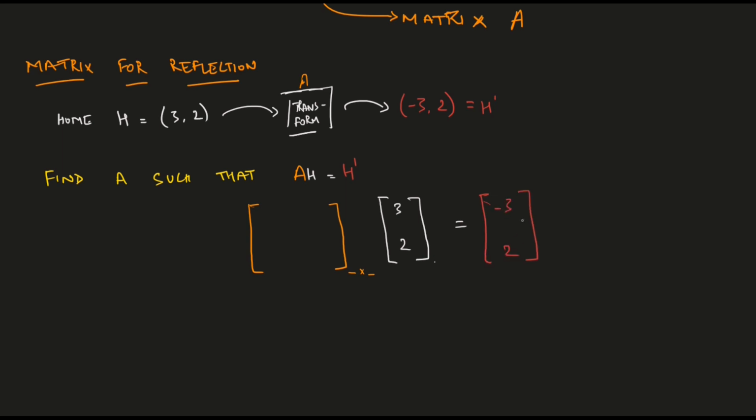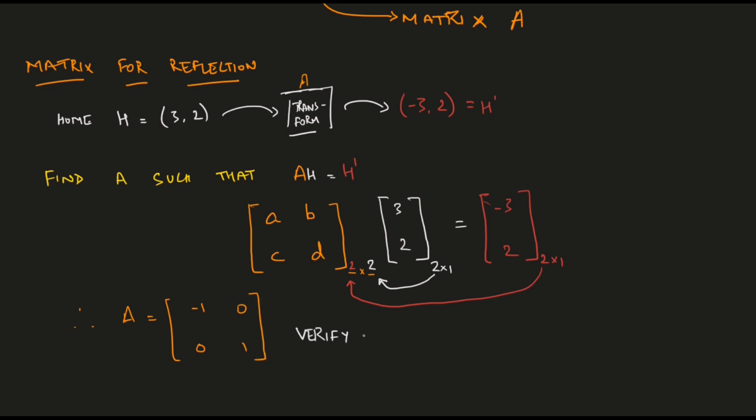First, let's figure out the order of this matrix. Since my input vector is 2-dimensional, this needs to be 2. Also, since the output is 2-dimensional, this has to be 2 as well. You'll learn how to figure out the elements of A in later videos, but for now, just take my word that this is the matrix A. What you can do, however, is verify that this matrix does the job. I would encourage you to check out the calculations yourself.